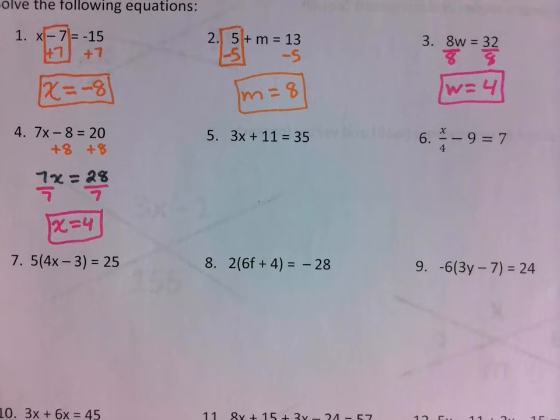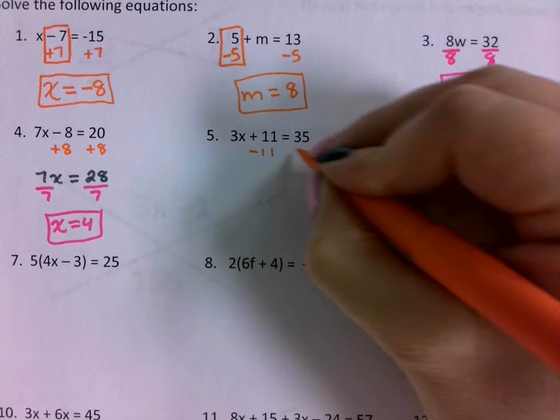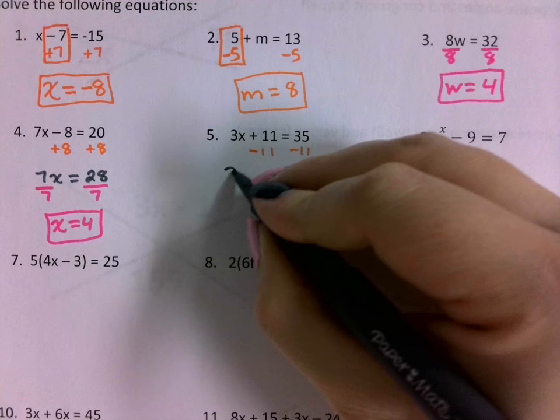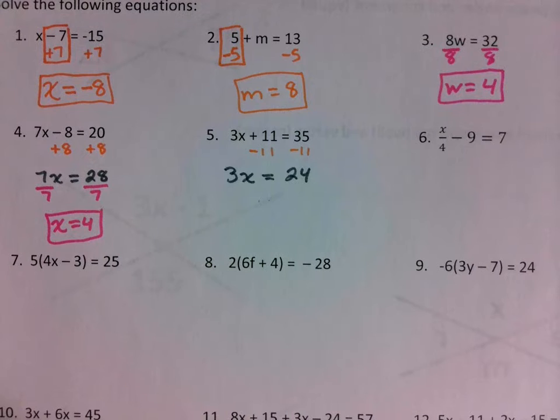Problem number 5, 3x plus 11 is equal to 35. You should have subtracted 11 first from both sides. That would give you 3x is now equal to 24. You then would divide both sides by 3 and get x is equal to 8.